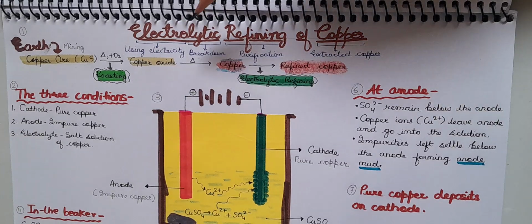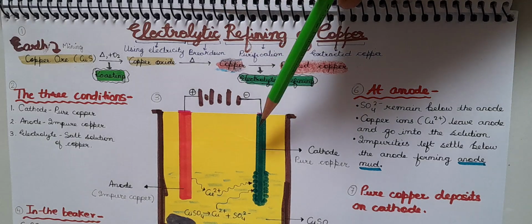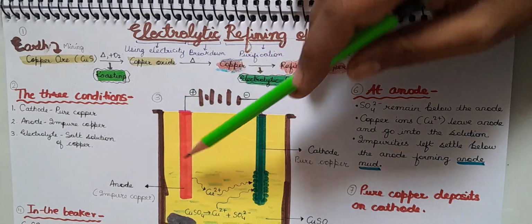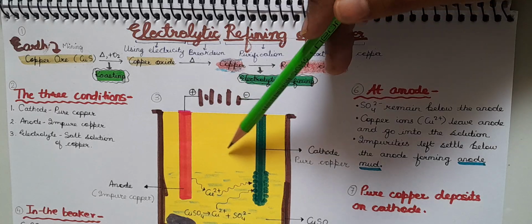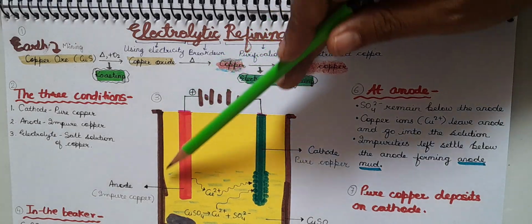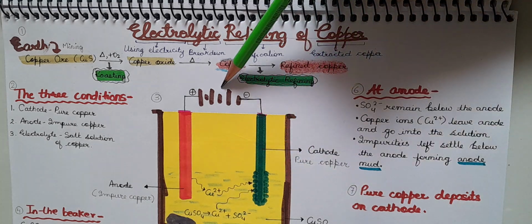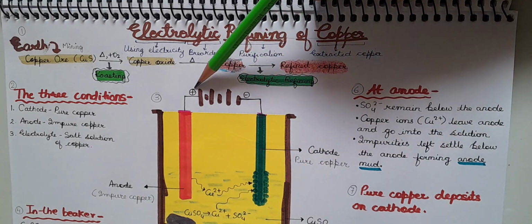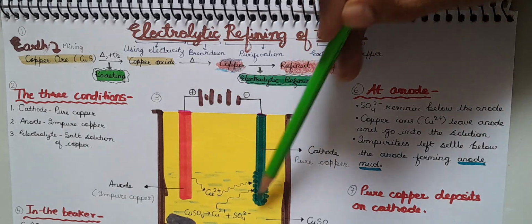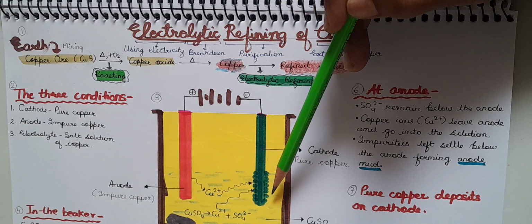Now, this electrolytic refining requires a particular setup. There are three conditions that are required to make the setup of electrolytic refining. We need to make an electrolytic cell which consists of a container, a battery, of course with a negative and a positive side, and two electrodes dipped inside the electrolyte. Now what are the three conditions?